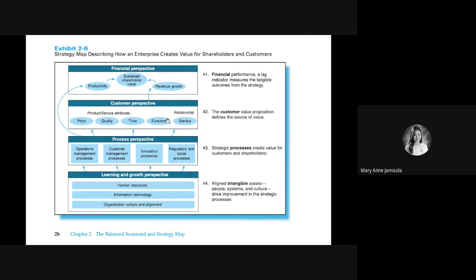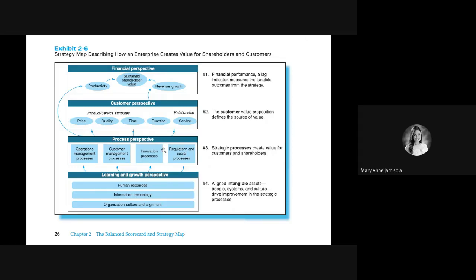So, why would the customer see value in our company? Maybe because of our lower prices, or maybe because our quality is good. So these are examples of your customer value proposition. These are the sources of the value that the customer sees from our company.